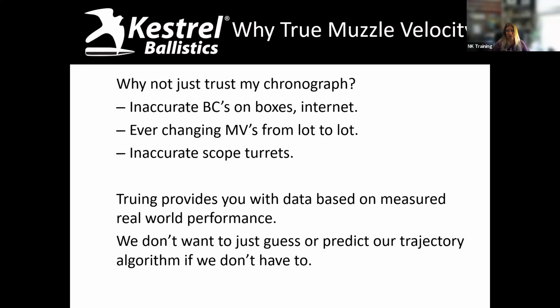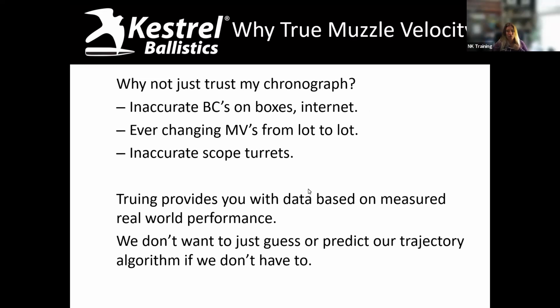And I do recognize that my true muzzle velocity might be a different number than what's on my chronograph. So there's a lot of reasons why that happens. A few of them are listed here, the inaccurate BCs. So your BC might be off, which is when it's put together with your muzzle velocity. Your muzzle velocity changing from lot to lot. So you might shoot through your chronograph and then go to a different lot of ammo without even knowing it, and you're going to get different muzzle velocities. And then one of the big ones is inaccurate scope turrets, right? So if they're not tracking, you're not tracking.